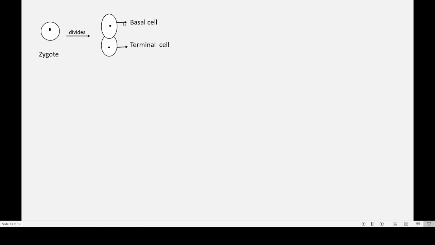The one which is present at the micropylar end is known as basal cell, and the other one which is present at chalazial end is known as terminal cell. So we have basal cell present at micropylar end and terminal cell present at chalazial end. So let us see the division of basal cell first. We'll be going through the division of both the cells, but one by one.